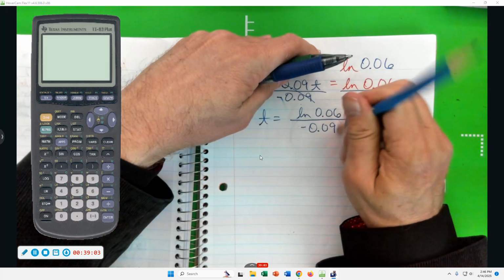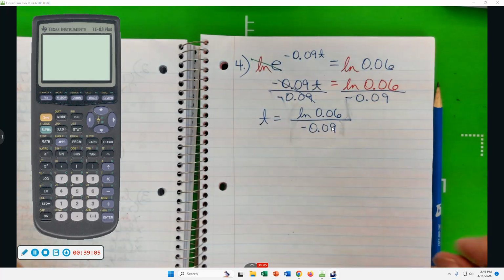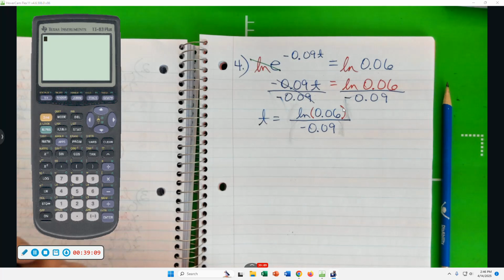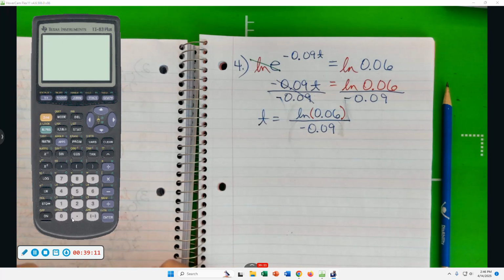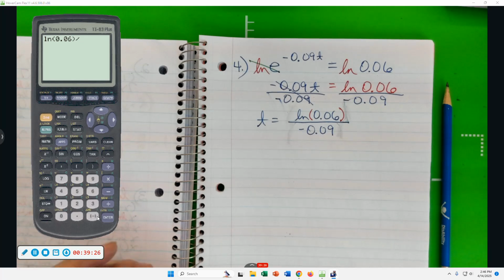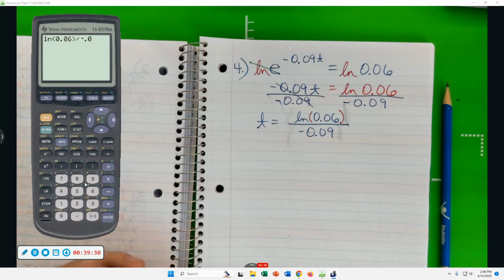Okay. Because of that ln, it's going to open a parenthesis. You have to close it. If you don't close that parenthesis, you're not going to get the right answer. Punching that in, we get 0.06, right parenthesis, divided by... This is a negative, so it's that little minus in the parentheses. Negative 0.09. I got to put that first zero.